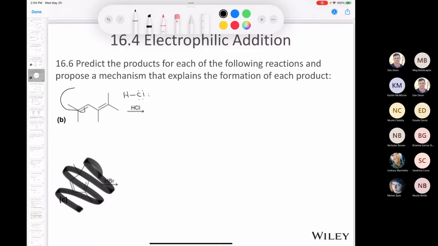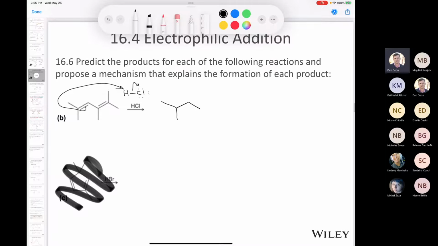So, I like to draw the curved arrow going through the carbon where the hydrogen is going to be attached. So let's draw what this allylic carbocation is going to look like. And it's going to look something like this, where I have my positive charge here, and here's my hydrogen atom that I added.